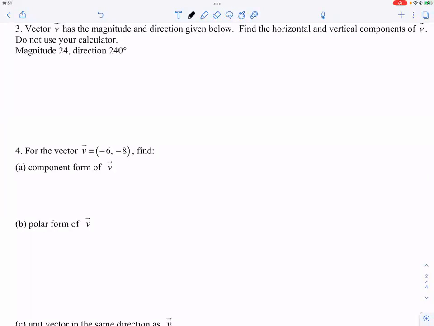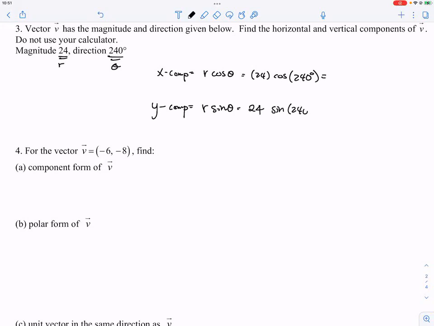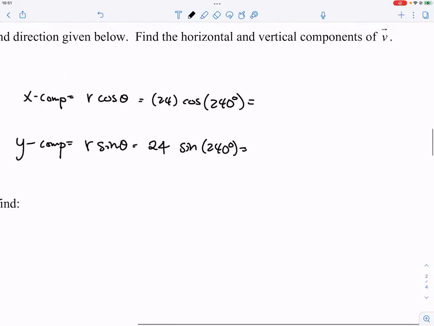For number 3, we have our magnitude, which is your r, and we have the theta, which is your 240. For the x component, it's simply r cosine theta, which is 24 cosine of 240 degrees. I don't think you need to use a calculator for this one. For the y component, it's r sine theta, which is 24 sine of 240 degrees. For this one too, the angle is very nice so you do not need a calculator.